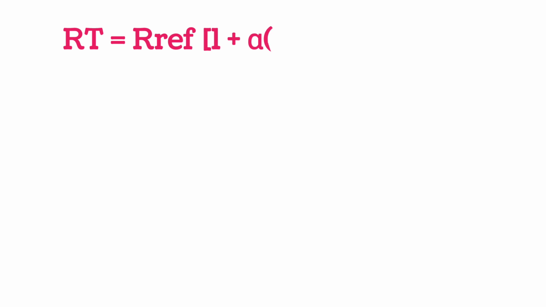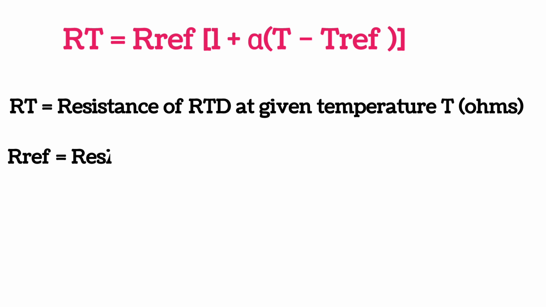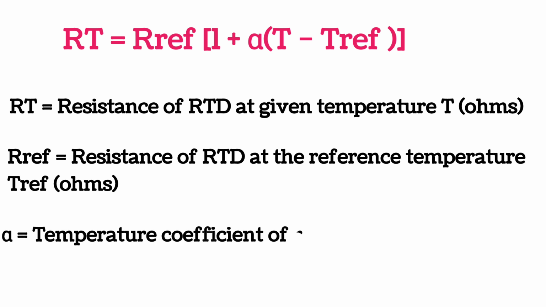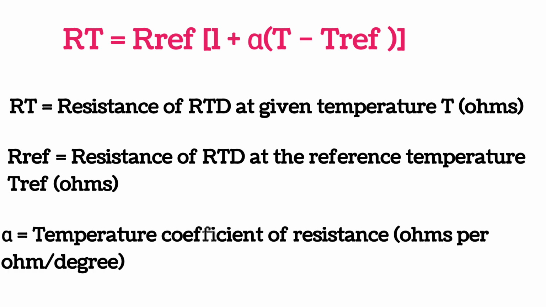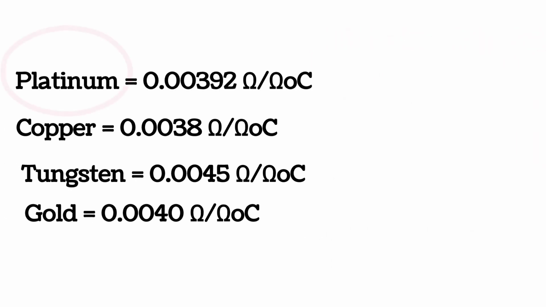The following formula defines the relation between resistance and temperature change, where R_T is the resistance of the RTD at a given temperature T, R reference is the resistance of the RTD at the reference temperature T reference, and alpha is the temperature coefficient of resistance. These are some of the coefficient values for different metals. Among these, platinum is normally used because of its advantages, and platinum can be represented by Pt.